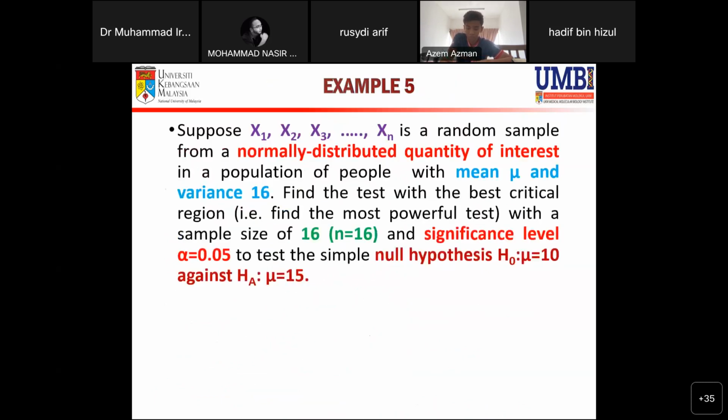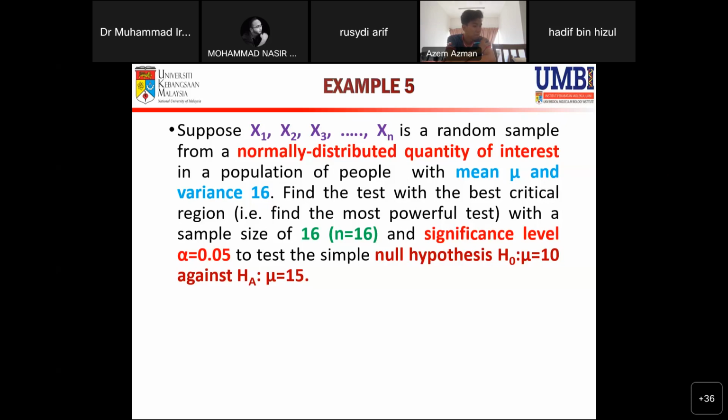So in this case, we have another random sample, x1, x2, x3, until xn. Now it's not a single sample, it's not a single observation. I mean, we have multiple observations. It's a random sample of multiple observations from a Gaussian distributed quantity of interest, or normal distribution, in a population of people. And these normal distributions have a parameter value of mu for the mean and a variance of 16.